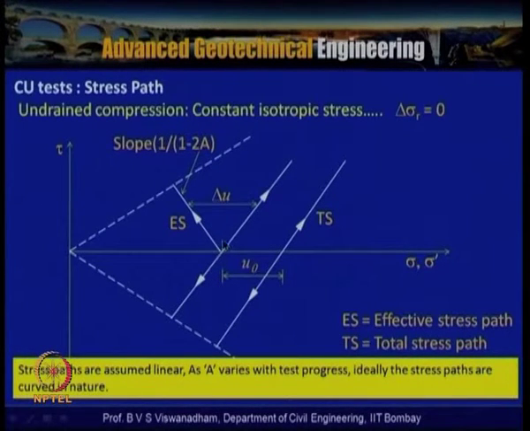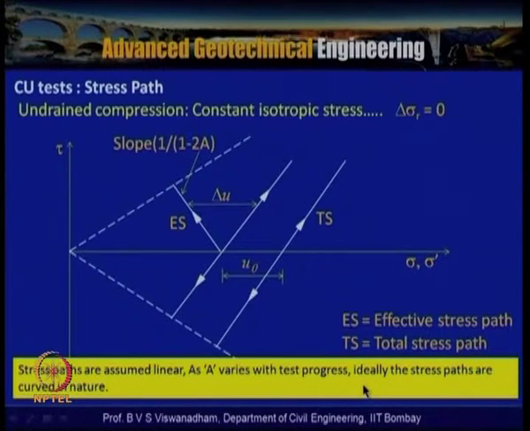And here, in this case, this is the total stress path and this is the effective stress path. You can see that this difference is actually because of the delta u during the shear. So the slope of this line, if A is constant, is nothing but 1 by 1 minus 2A. So the stress paths are assumed to be linear.